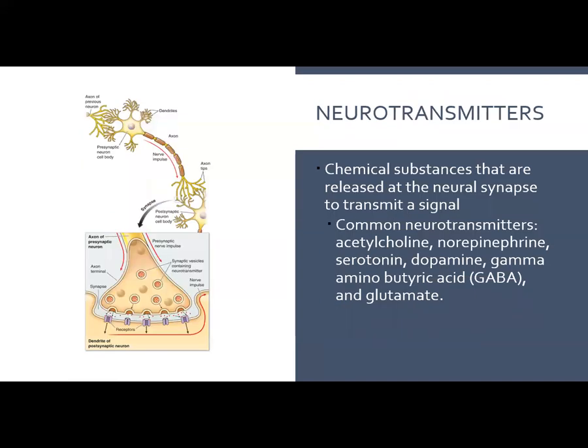Neurotransmitters are basically just the chemical substances that are released at the synapses to transmit a signal. So some of your common neurotransmitters are things like acetylcholine, serotonin, dopamine, GABA, anything of that nature.